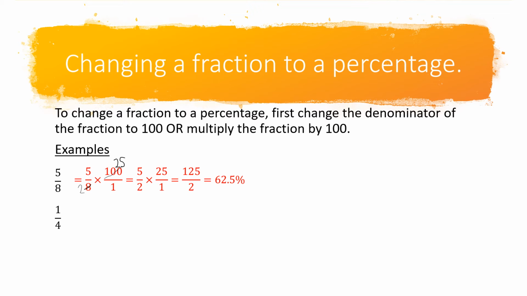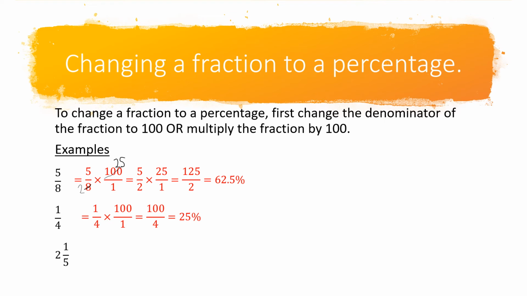Let's have a look at another example: 1 over 4, or a quarter. So using the same process, we'll have 1 over 4 times 100 over 1, multiply across the top and the bottom, and we have 1 times 100 equals 100, and 4 times 1 equals 4. 100 divided by 4 is 25%. Alternatively, we could have simplified the 4 and the 100 and had 1 over 1 times 25 over 1, and you still would have come out with 25%.